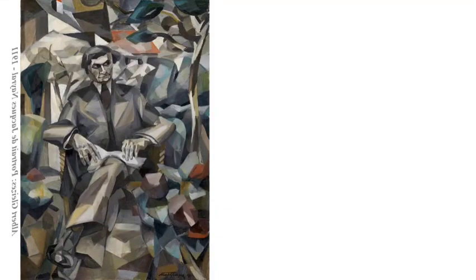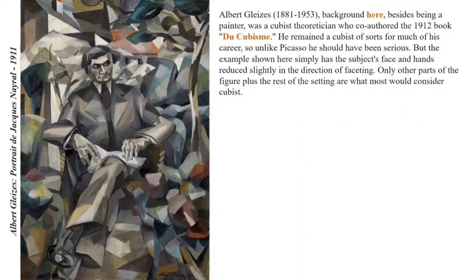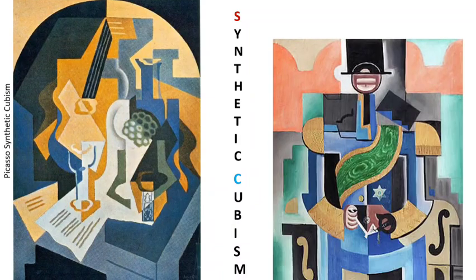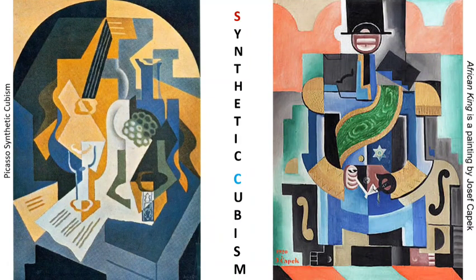Synthetic Cubism: the second stage of Cubism introduced the idea of adding in other materials in a collage. Artists would use colored paper, newspaper, and other materials to represent the different blocks of the subject. This stage also introduced brighter color and a lighter mood to the art.